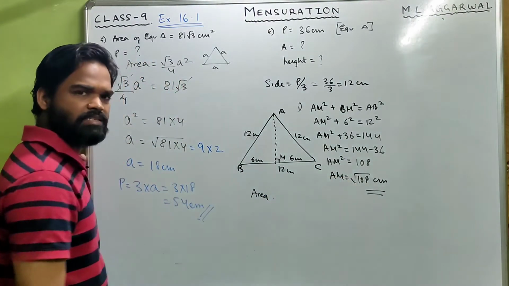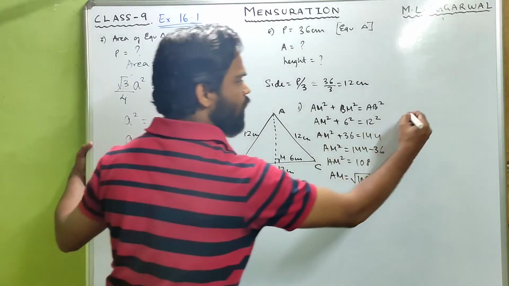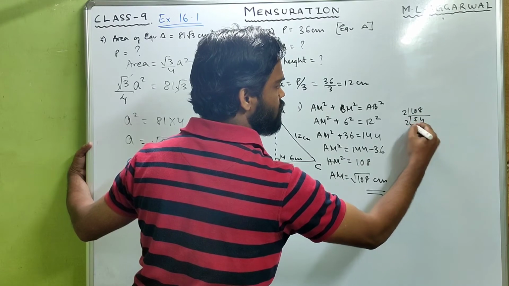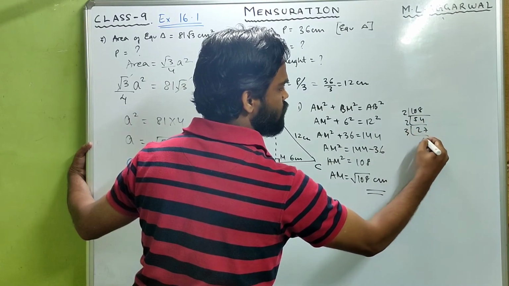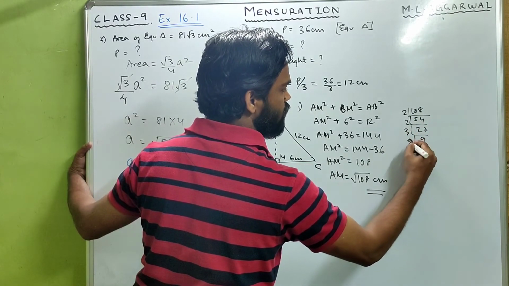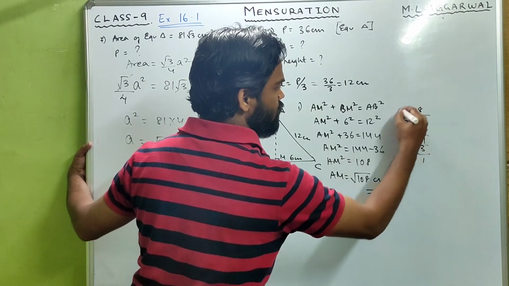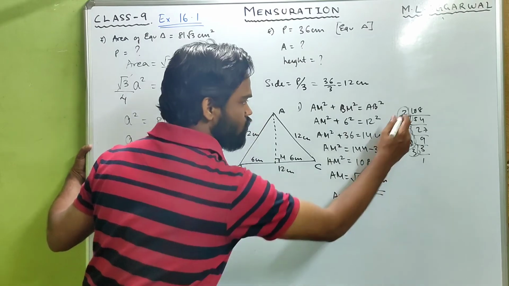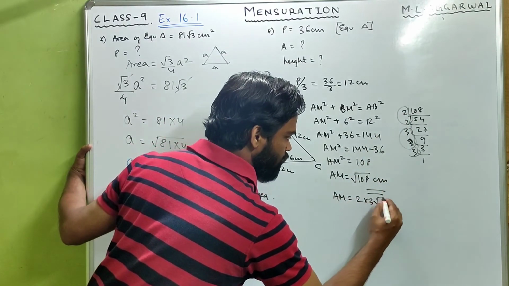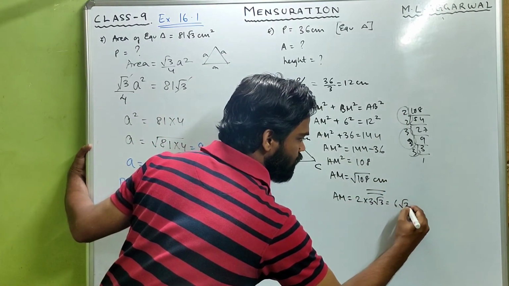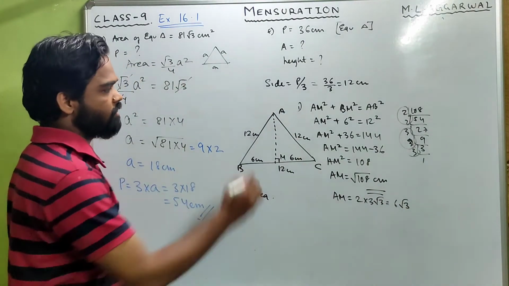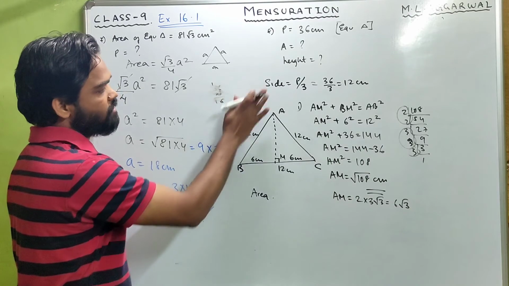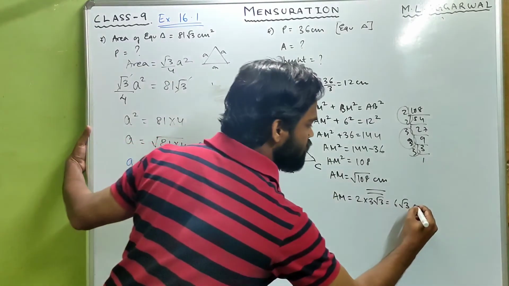You can factorize it further. See, 108. So 54. This is 27. This is 3 9s are 9. Then again 3 3s are 9. Then these are in pairs. So AM you can write 2 will come out, or 3 will come out. So that's 6 root 3. Isn't it? 36 3s are, see, 6 are 18. Yeah, that's 6 root 3 centimeter.